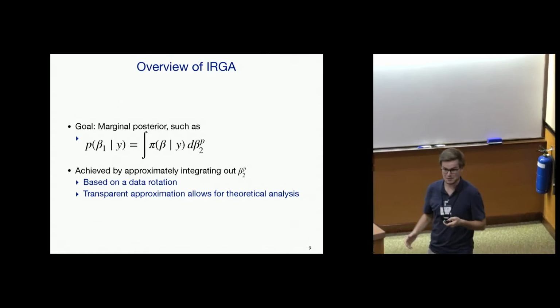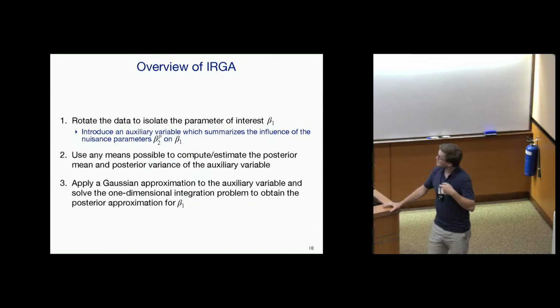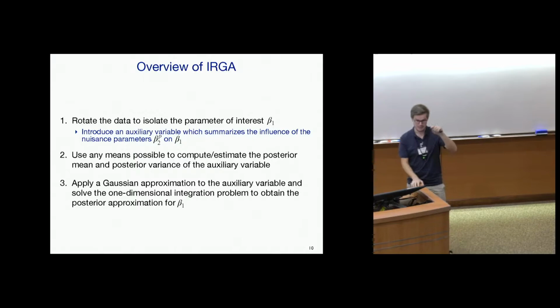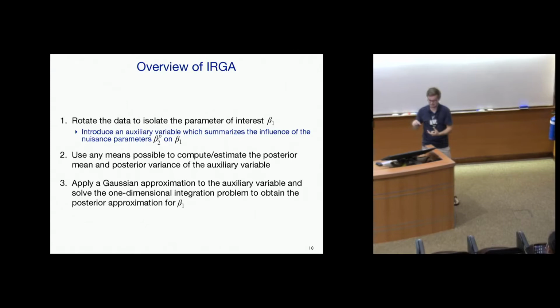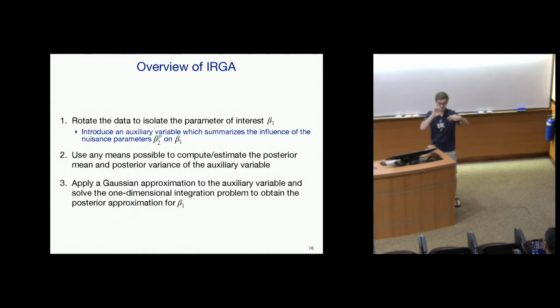So what are the main steps? What is ERGA? First we rotate the data, to isolate the parameter of interest. In this case, we're going to rotate the model such that we isolate beta 1. That leaves the other betas as the remaining parameters, and we can group them as an auxiliary variable that summarizes the influence of these parameters onto our parameter of interest, beta 1.